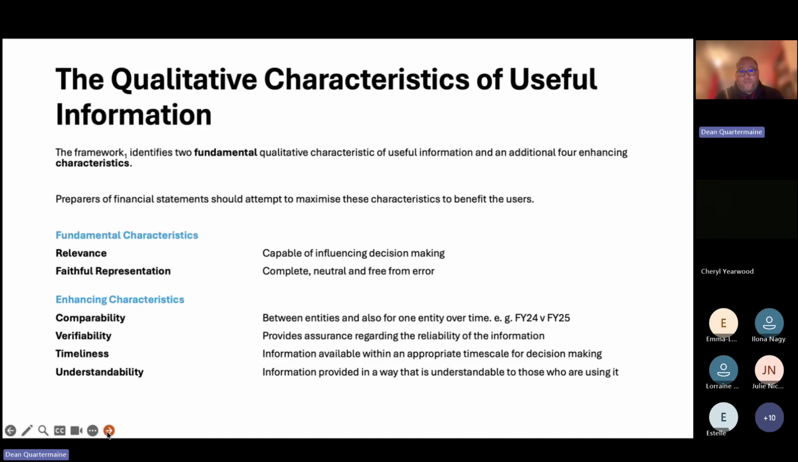Enhancing characteristics then under the framework are around comparability. So this is a big one for me. You should be able to compare between different entities. So, for example, if we get financial statements for Tesco's and we get financial statements for Sainsbury's, we should be able to say, is Tesco's performing better than Sainsbury's, or vice versa?